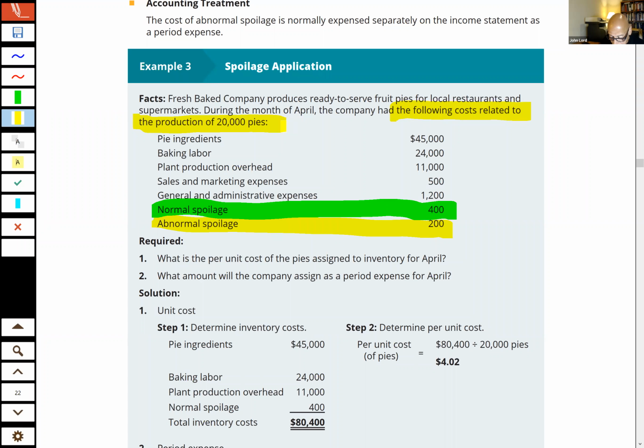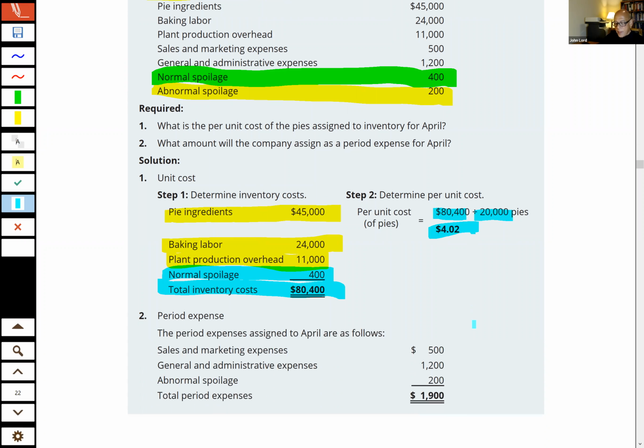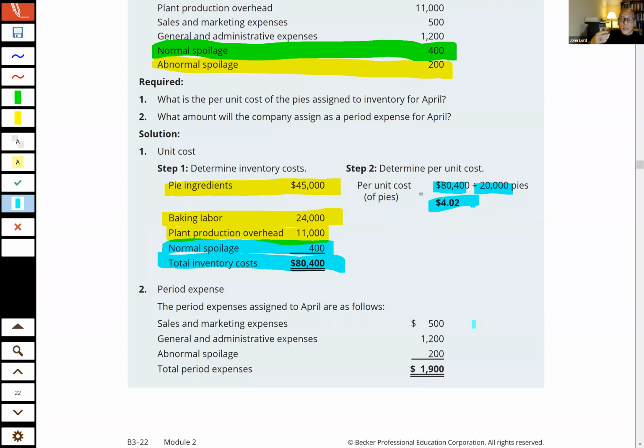And so they add up the pie ingredients, the baking labor, the plant production, and the normal spoilage. Normal spoilage is inventory, therefore it is a product cost. We add those up, divide by the good pies, and that's 402 per unit. That 402 per unit will be used to run my cost through work in process to finished goods, and then ultimately cost of goods sold when I sell the pie.